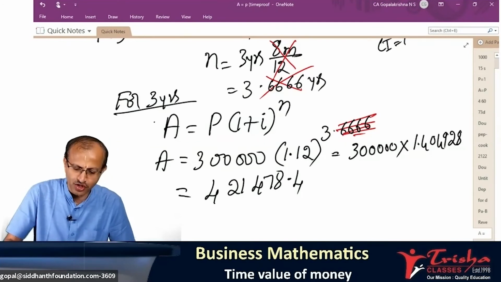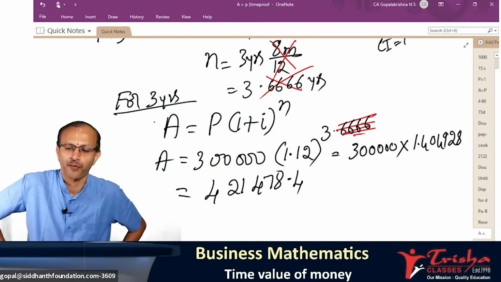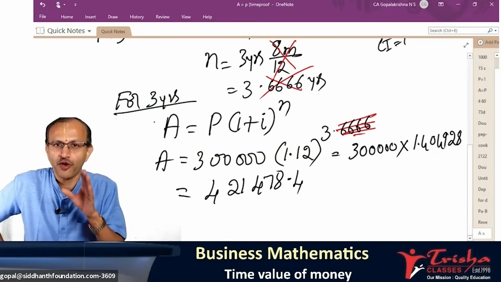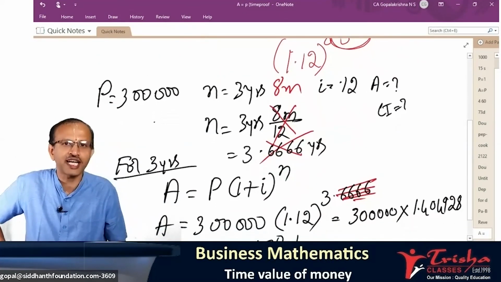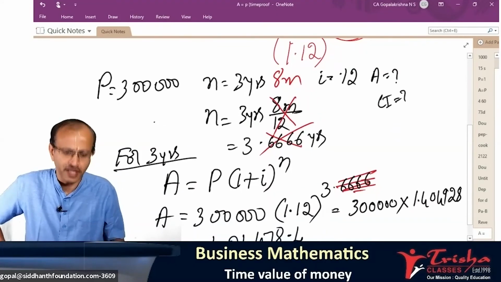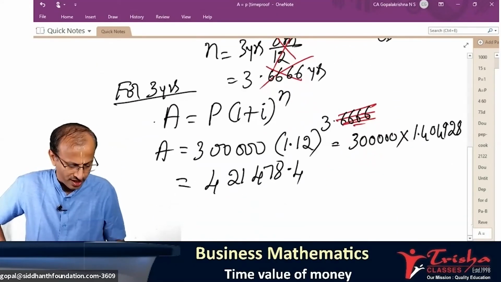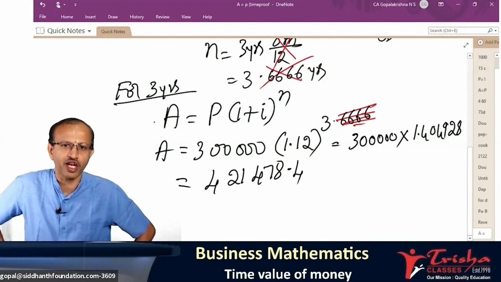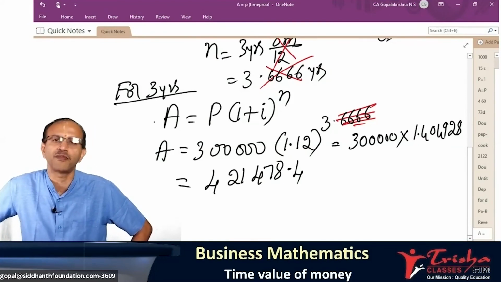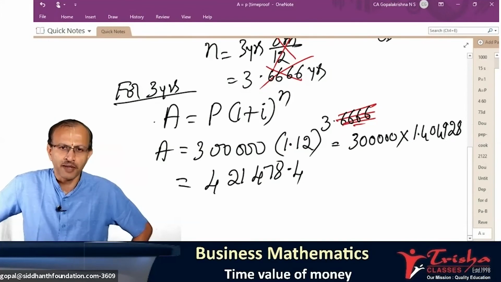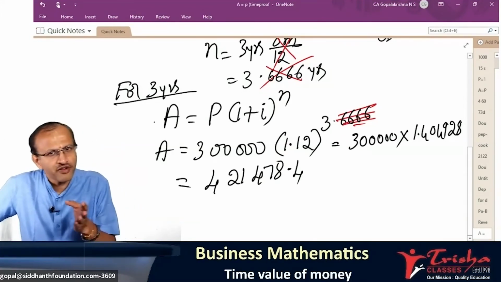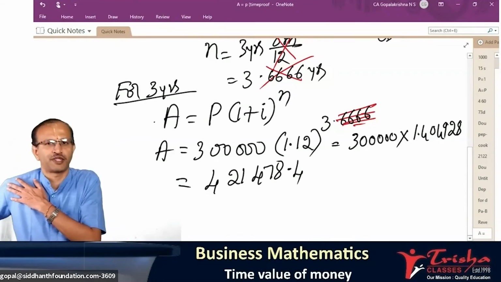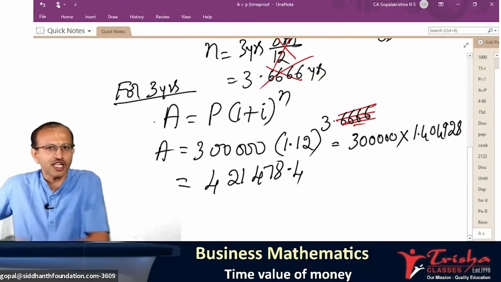Now look here. Assume you are a banker. Listen, the next step. A fellow has come and deposited 3 lakh rupees. 3 years are over today, and the amount is 4,21,478.4, as some of you said here. But the person who deposited did not withdraw. He kept that money for another 8 months. Assume another 8 months also got over.